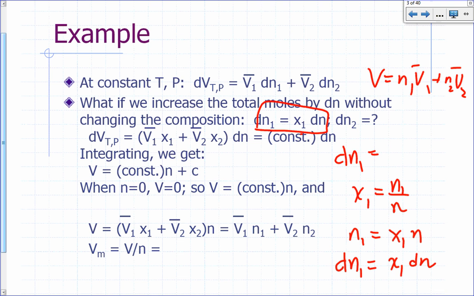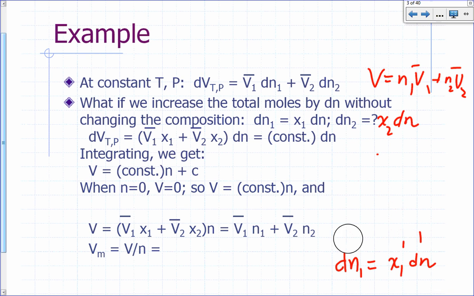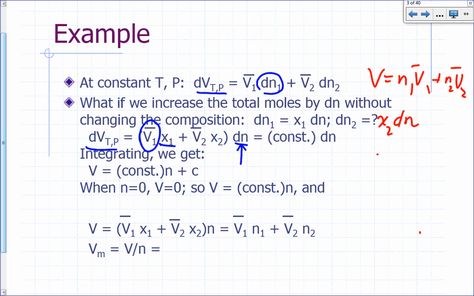So dN2 would be mole fraction of 2 times dN. All right. So given that, you can say then that dV right here is V1 bar, instead of writing dN1, I'm going to write x1 times dN. Note I'm factoring out dN here. Plus, this is V2 bar right here, and dN2 is just x2 times dN. So, I'm just rewriting this equation up here in terms of mole fractions and dN.